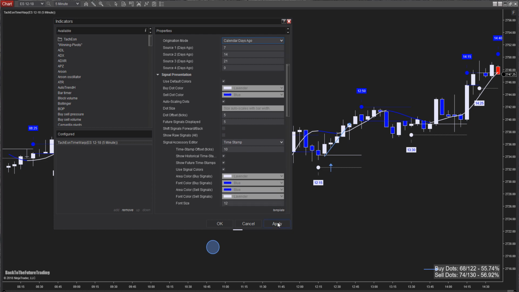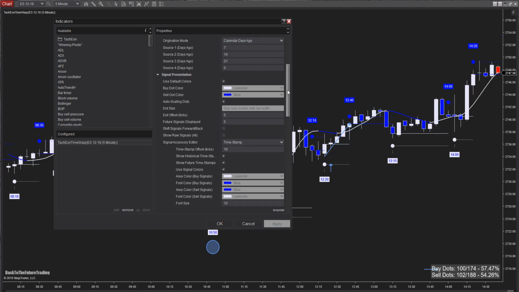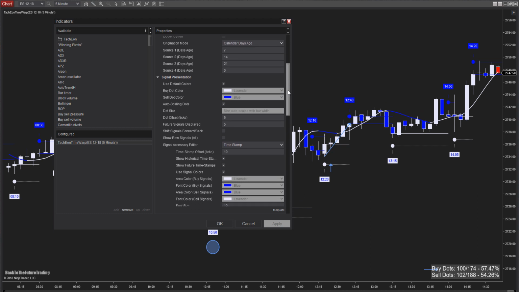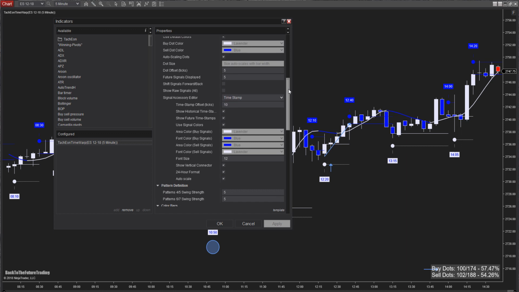Another thing that you're going to want to look at, and this is going to be a big one, another thing that makes a fairly significant difference in your outputs or in your scores is the dot separation, the dot offset. The dot offset, remember, I've got mine set to 5 currently.